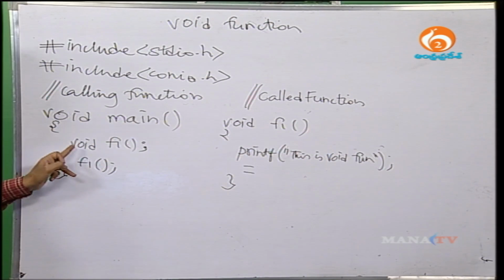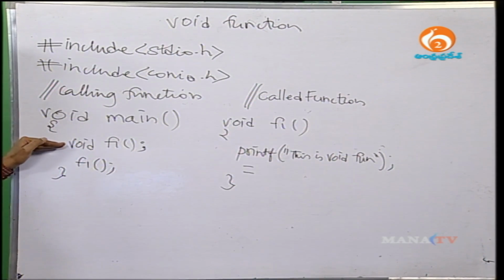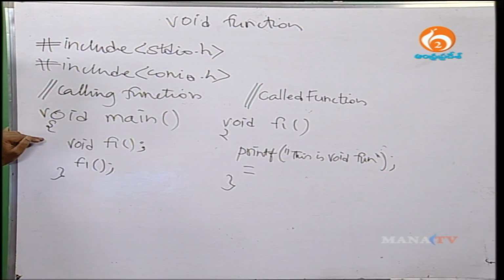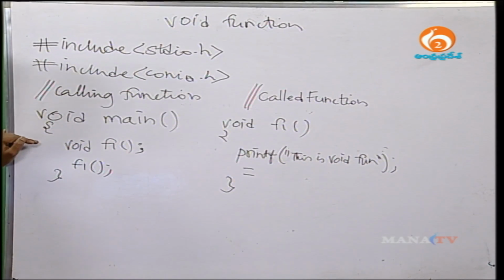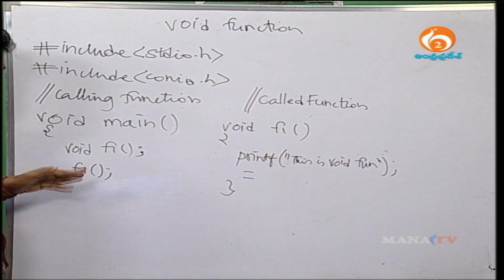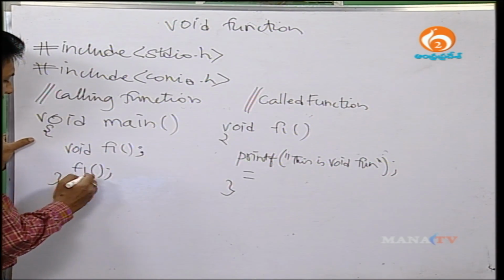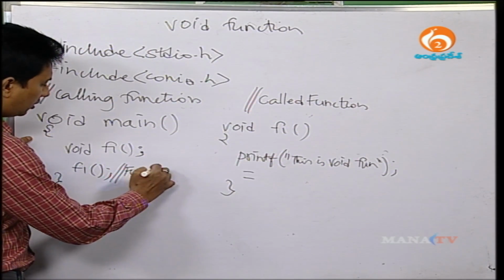Next, this is the function declaration or function prototype. We must write it in the calling function, otherwise the system leads to an error, but we have to write it only in C and C++. In Java there is no function prototype. This is a function declaration. Next, this is function calling.